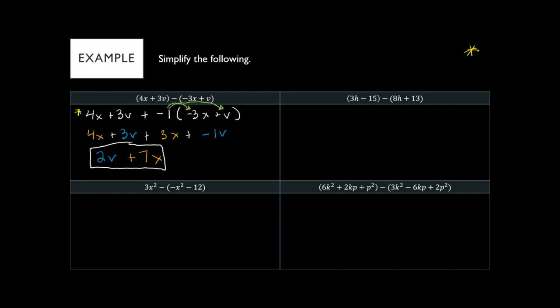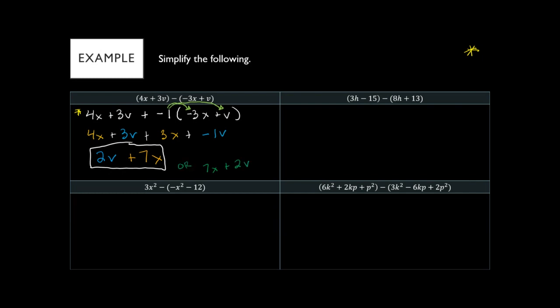Are there questions on that example? Okay, so we're going to do the same thing on the right. We have 3h minus 15 minus 8h plus 13. Okay, question. Would 7x equals 2v be incorrect? Yes. So let me just write this here. 7x plus 2v.